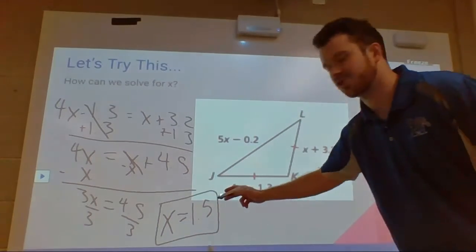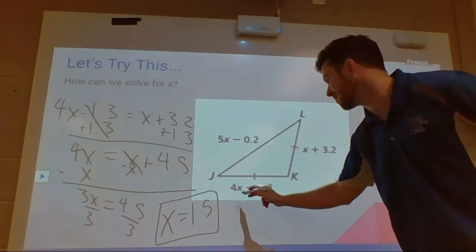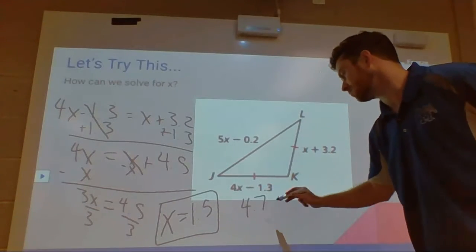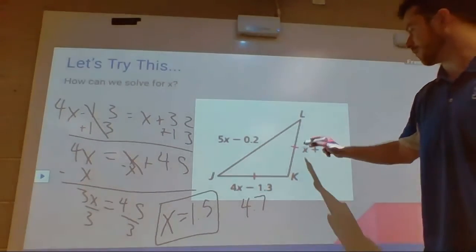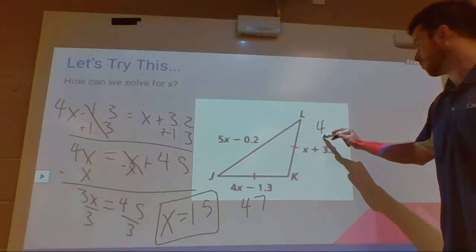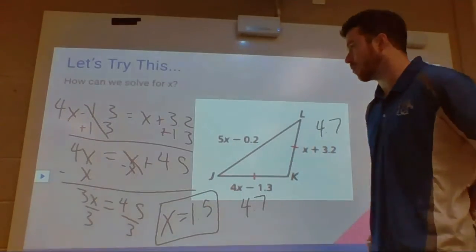Now, let's check that by substituting in. 4 times 1.5 is 6. 6 minus 1.3 is 4.7. So I should also get 4.7 for this side length because they're isosceles. 1.5 plus 3.2 is 4.7. So this checks out. Our final answer is x equals 1.5.